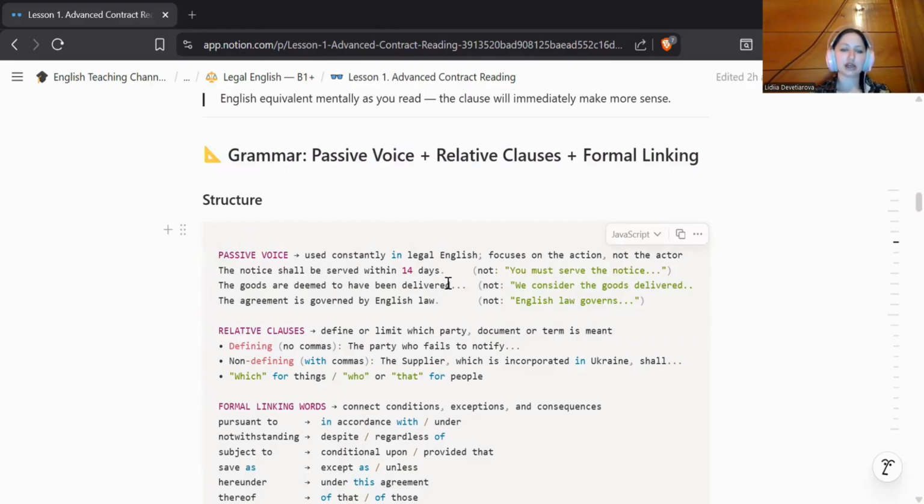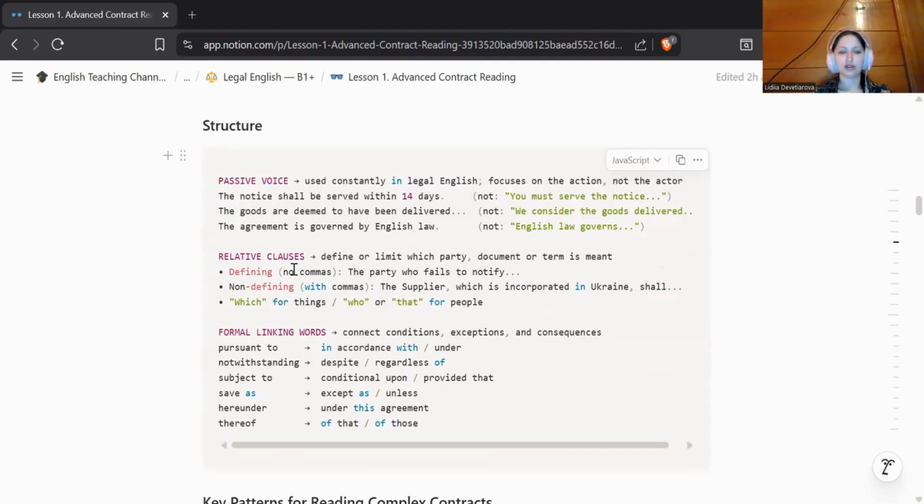The goods are deemed to have been delivered. Instead of, we consider the goods delivered. The agreement is governed by English law. Not English law governs the agreement. Relative clauses. Why do we need them? We use them to expand sentences to make them better, more formal, and more interesting instead of using a few shorter ones. Yeah. So it is to define or limit which party, document, or term is meant.